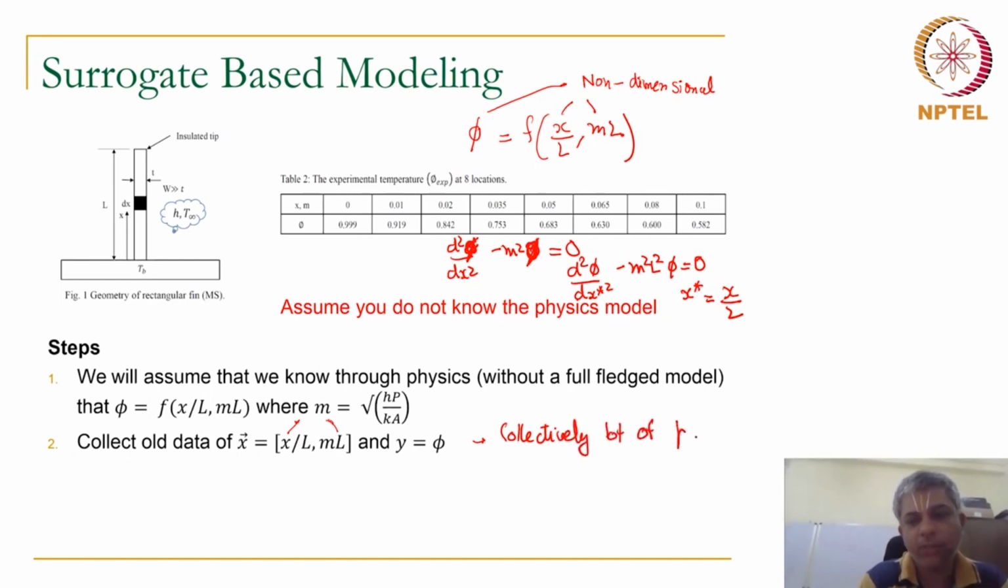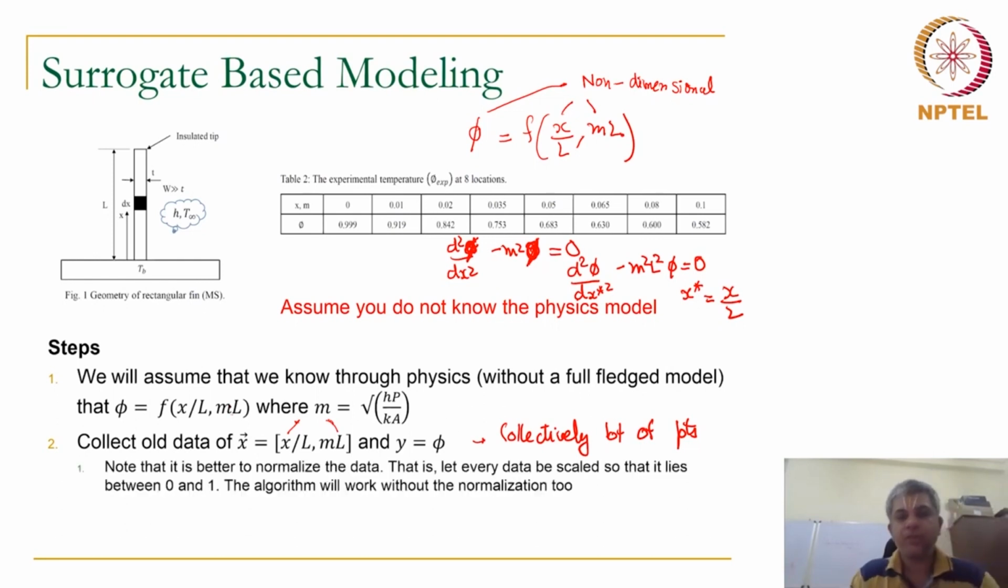I'll show you how I simulated this, but just please do remember the steps that we are following. Once we know that this is the model, we collect data. In general, it is better to normalize the data. Here our data is kind of naturally normalized, at least for x by L, it is naturally between 0 and 1. We are not going to go more than that.